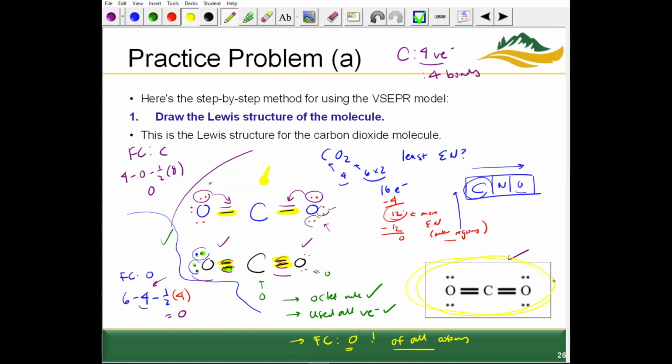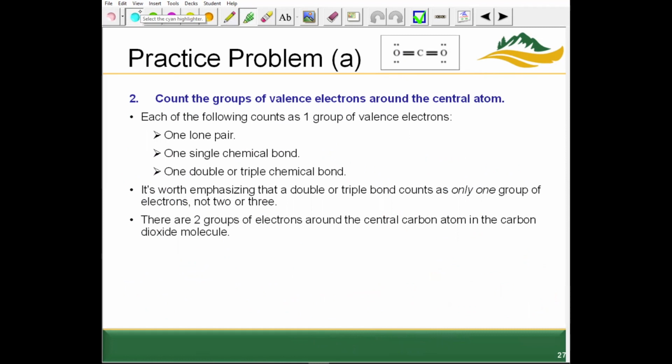Now that we have this Lewis dot structure for carbon dioxide, we can count the groups around the central atom of carbon. What counts as a group again? Well, it's any lone pairs, any single bonds, and either double or triple bonds. Just to emphasize again that double or triple bonds only count as one group of electrons, not two or three. That means for the correct Lewis dot structure for carbon dioxide, this is a group and this is a group.